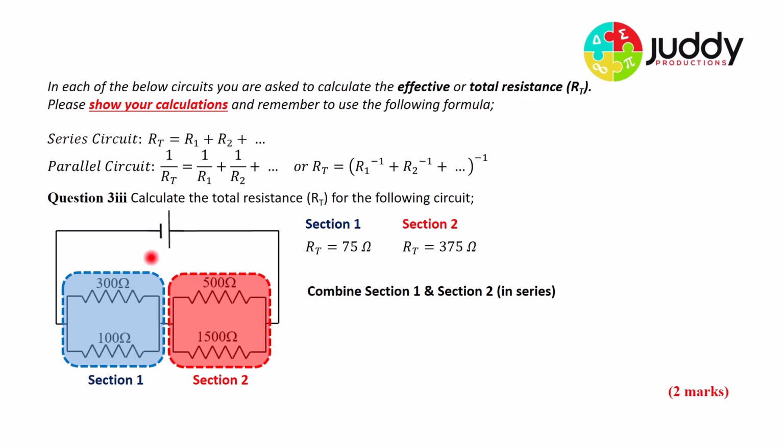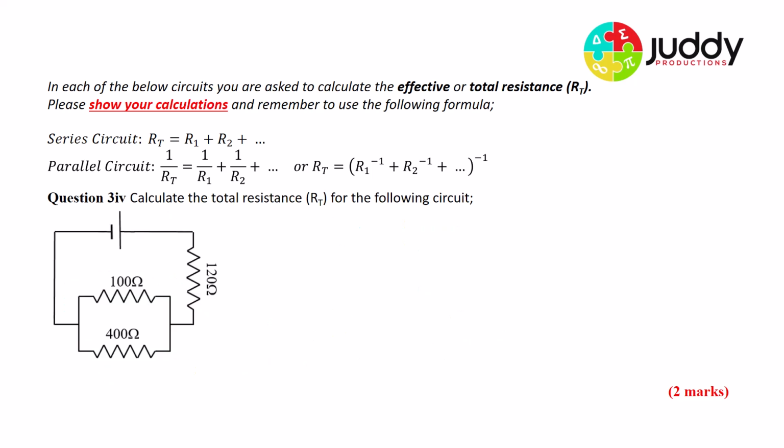Now clearly we can see that the blue section, section 1, and the red section, section 2, whilst they're both parallel, are in series with one another. So let's combine these 2 total resistances in series. Section 1 has a resistance of 75 ohms. Section 2 has a resistance of 375 ohms. They are in series, so we simply add them together. So the total resistance for the whole circuit is 75 ohms plus 375 ohms, which gives us a resistance of 450 ohms.